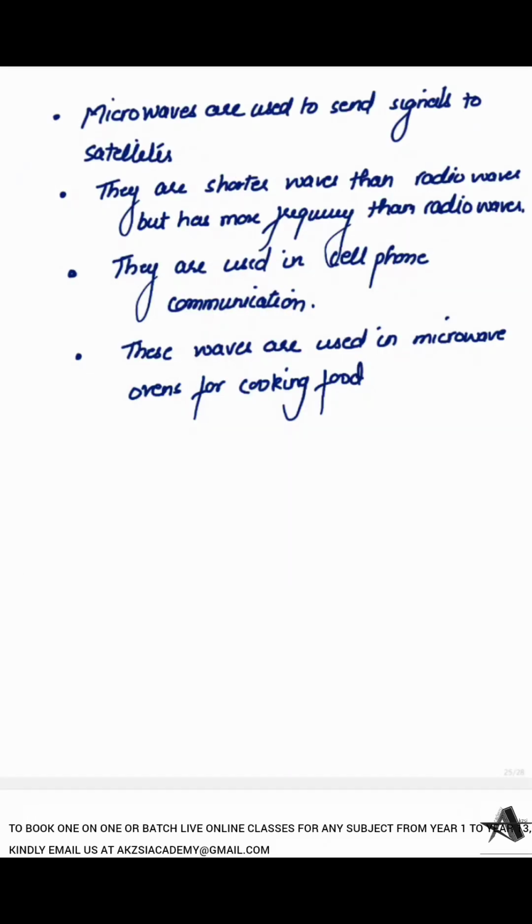So let me write down the answer for the microwaves. They are used to send signals to satellites in satellite communication. They are used in cell phone communication. They are shorter waves than radio waves but have more frequency. They are more focused. They can even penetrate through the atmosphere, and these waves are used in microwave ovens for cooking food. So basically that's it for today. We have done two types of electromagnetic waves, and five more electromagnetic waves are remaining, and we will be doing those in the next class.